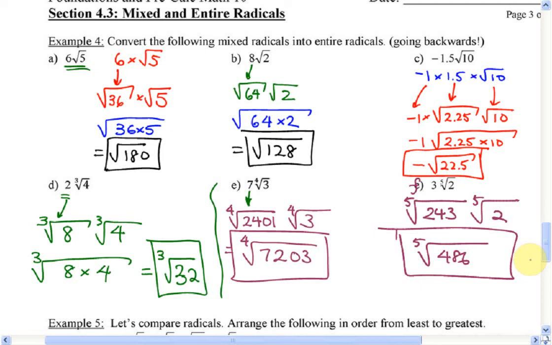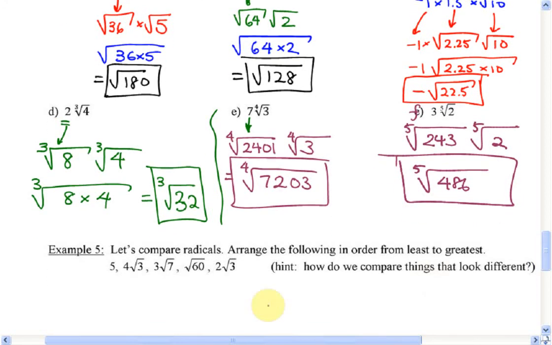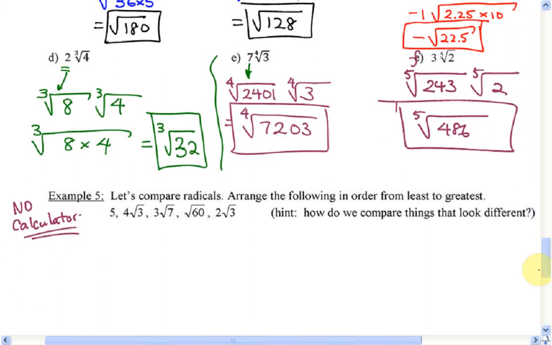All right. Why would I show you how to go from simplified form to this mixed form? Well, this is why. I want us to now compare these radicals, okay? Now, without a calculator, no calculator, okay? This could be a no calculator question on your provincial exam. How would you arrange these numbers from least to greatest?